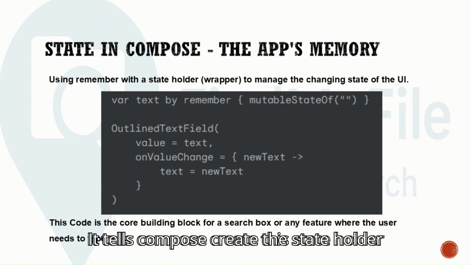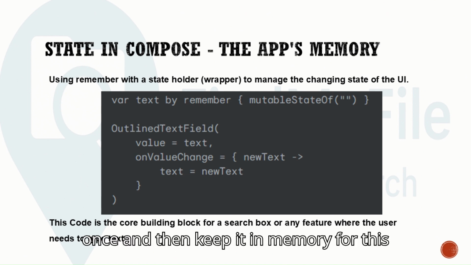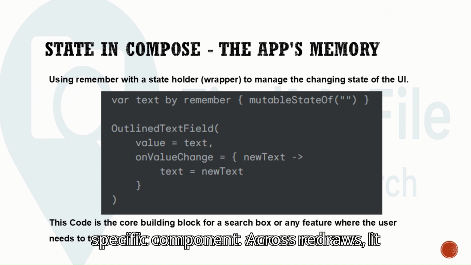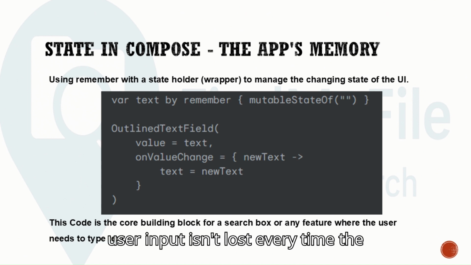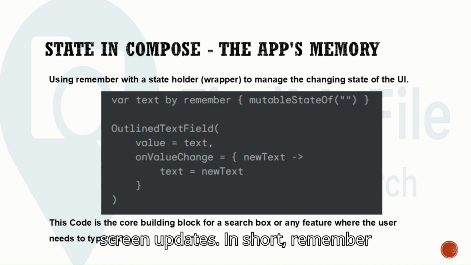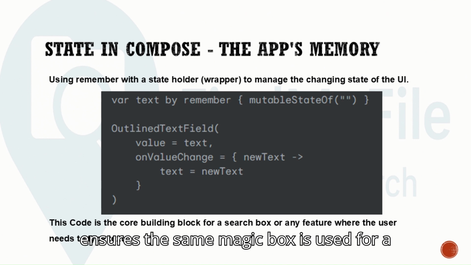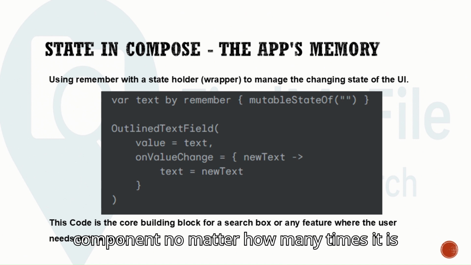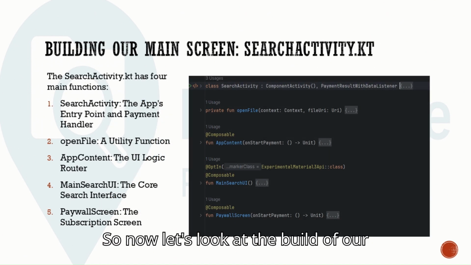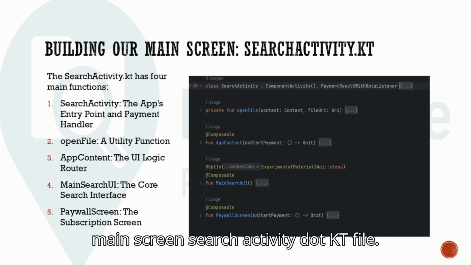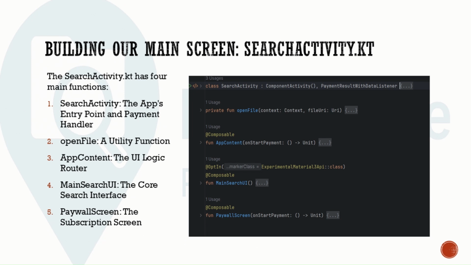It tells Compose, create this state holder once and then keep it in memory for this specific component across redraws. It gives your state a memory, ensuring the user input isn't lost every time the screen updates. In short, remember ensures the same magic box is used for a component no matter how many times it is redrawn. So now let's look at the build of our main screen, the SearchActivity.kt file.